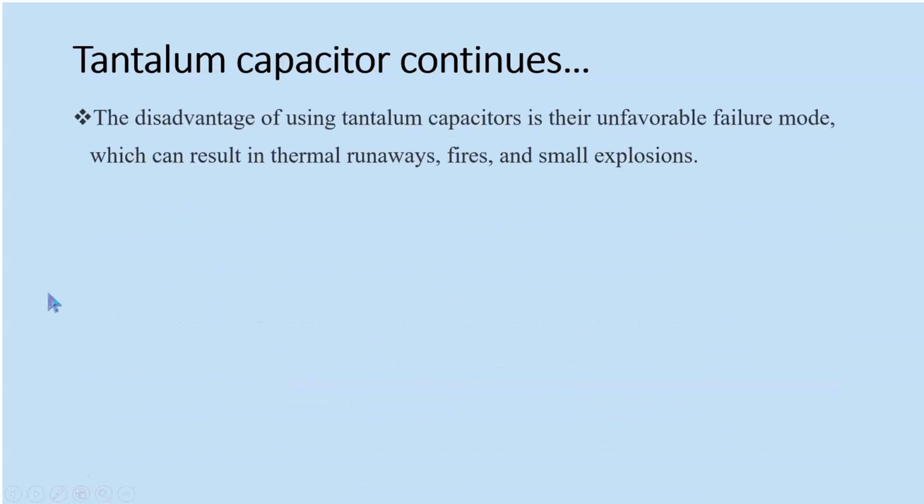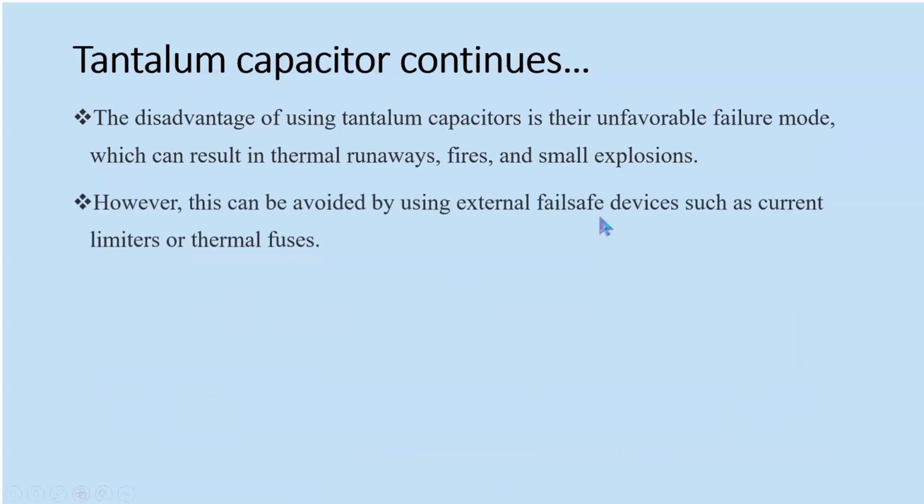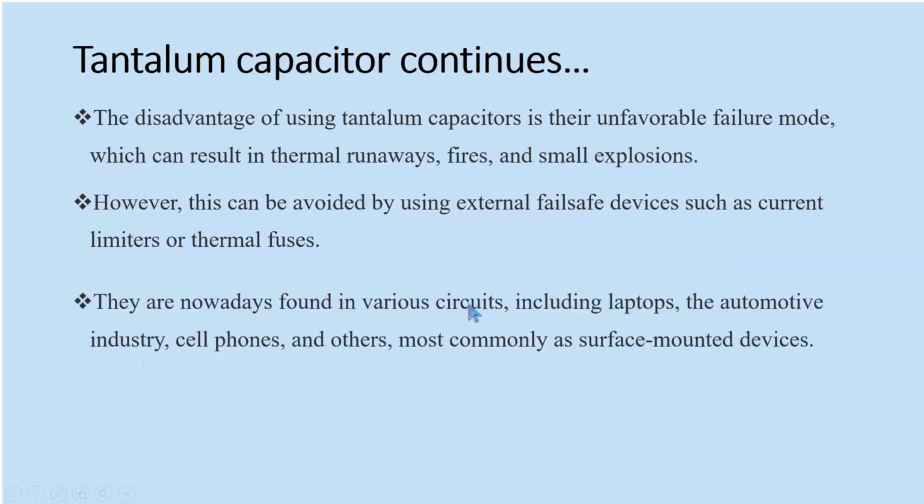So the disadvantage of using tantalum is their unfavorable failure mode, which can result in thermal runaways, fires, and small explosions. Having looked at this problem, we can solve or avoid it by using external fail-safe devices such as current limiters or thermal fuses.